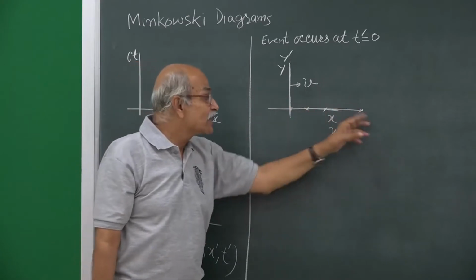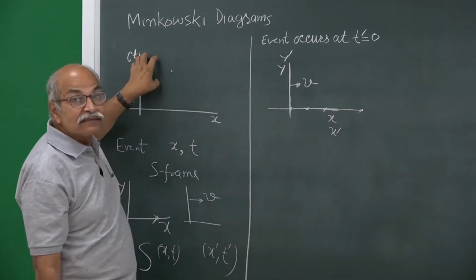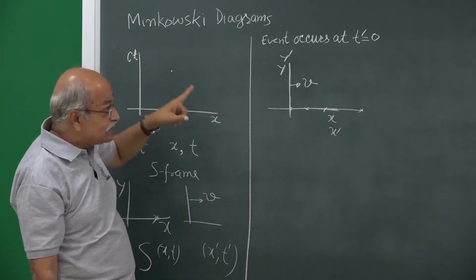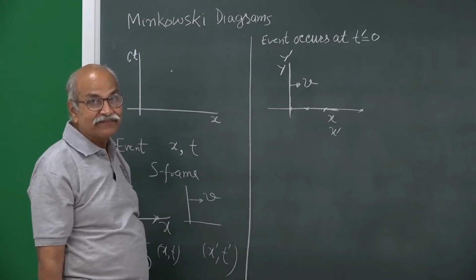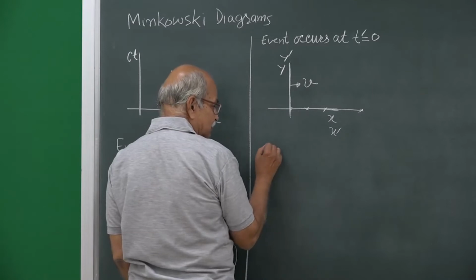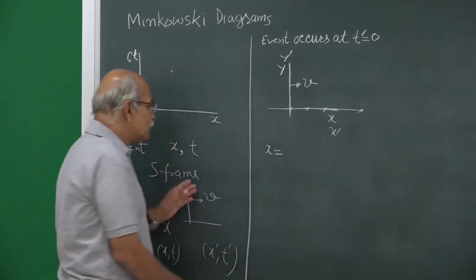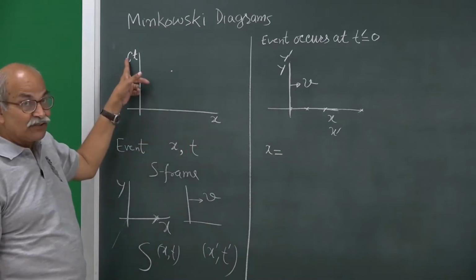So, what is x prime and how do I represent that x prime in this plot? That is the question I am discussing in this section. Okay. So, what are our equations? X is equal to, here what we plot? We always plot x and ct, not x prime.